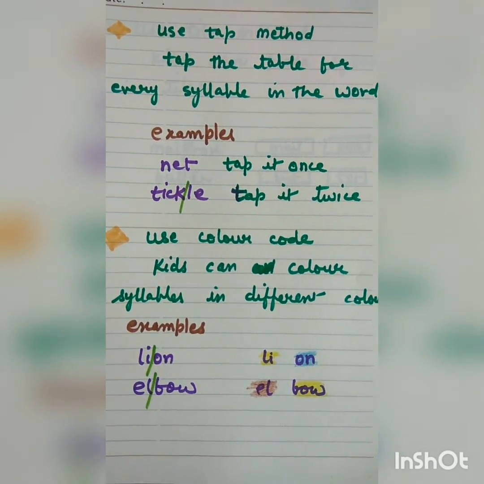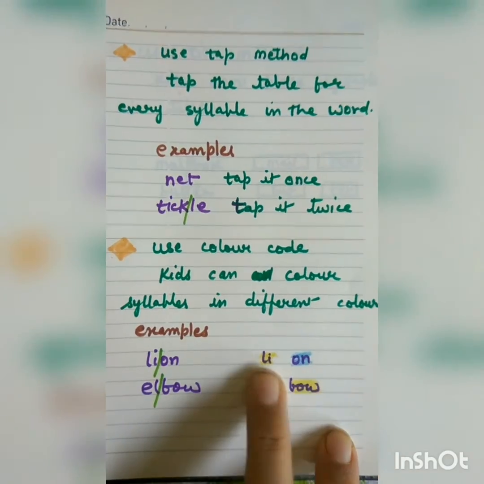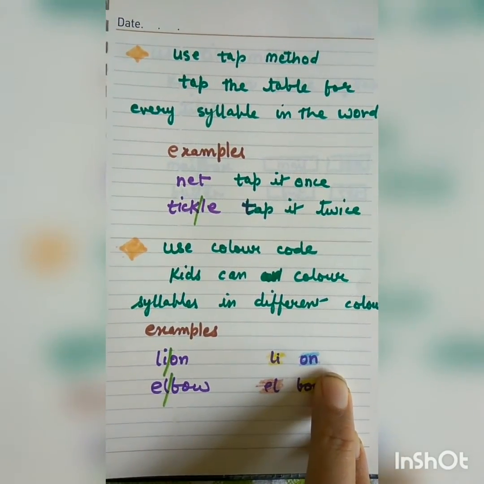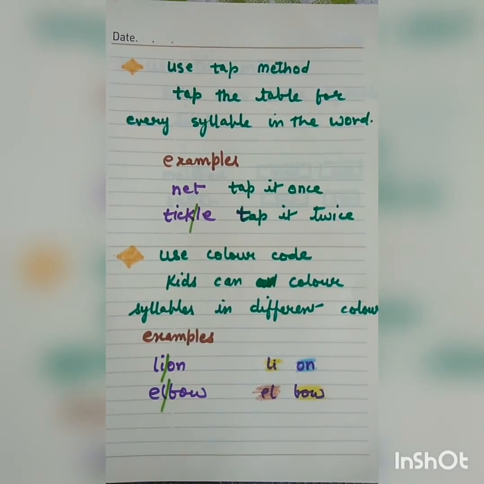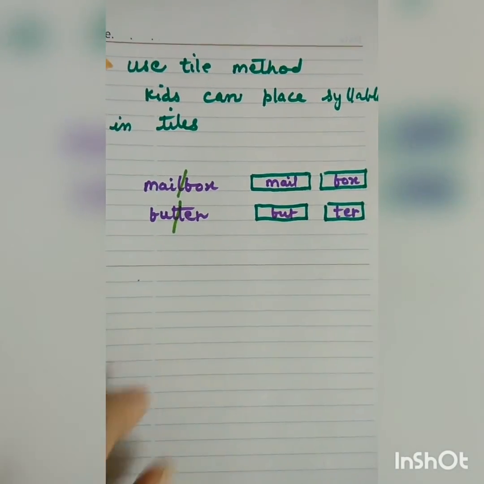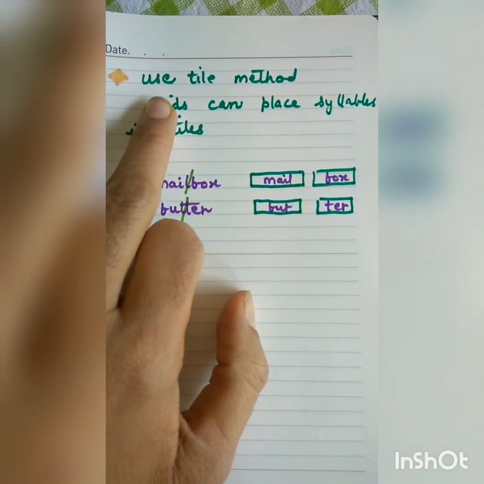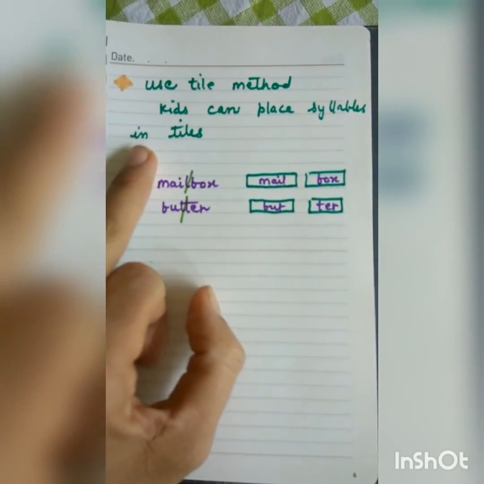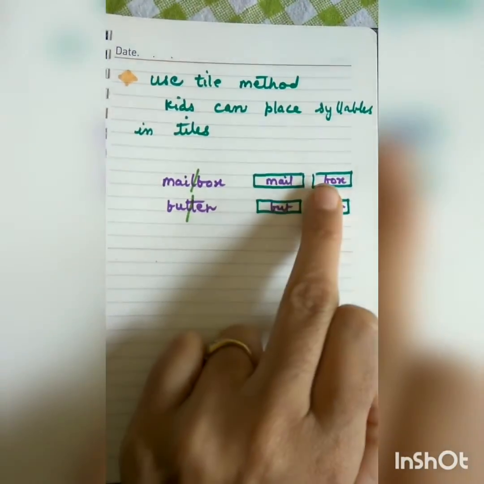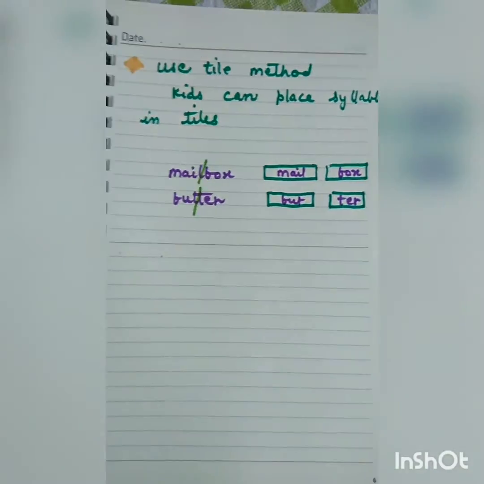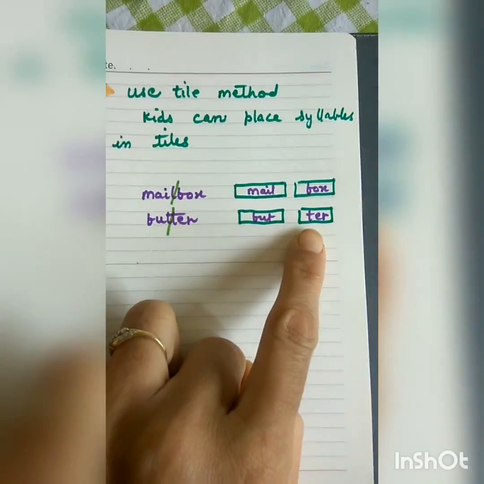Kids can color syllables in different colors. Lion, so li and on. We are using different colors for the syllables. Elbow, different colors. Finally, we have come to our last method, which is the tile method. Kids can place syllables in different tiles. So mailbox. I have made rectangular tiles here. So mailbox. Then butter.